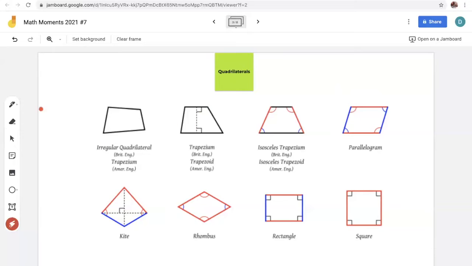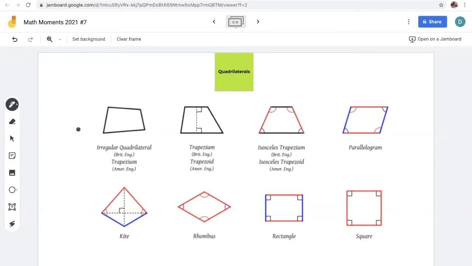And what makes a trapezoid is that it has one set of parallel sides. Now, what are parallel sides? Those are going to be two sides that will never cross. If you were to continue these lines out this way and this way, those lines will never cross each other. And that's what makes them parallel. So a trapezoid has those.